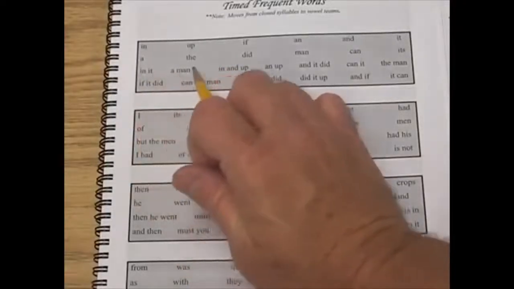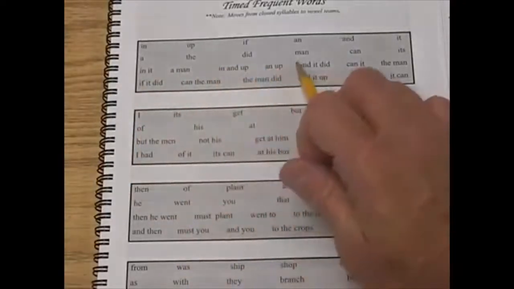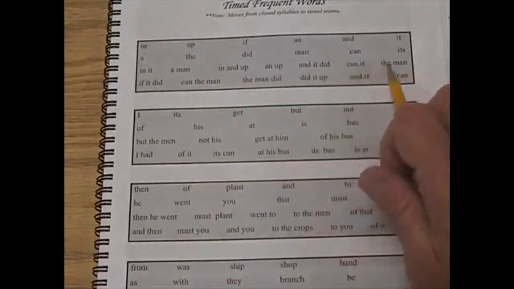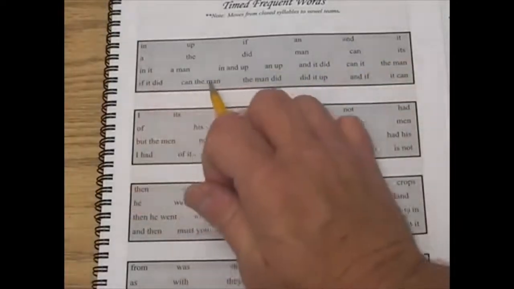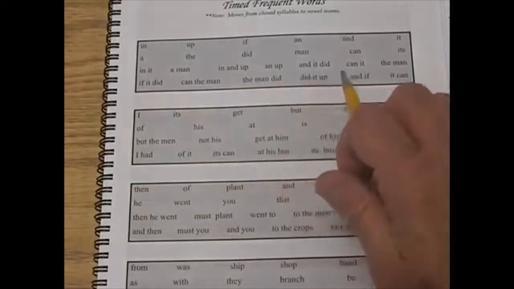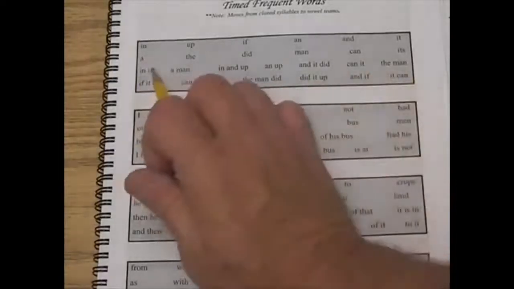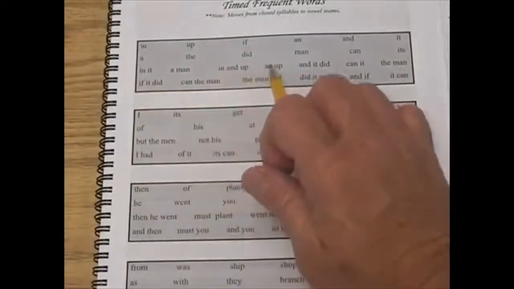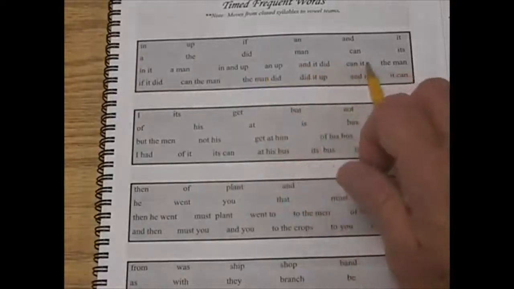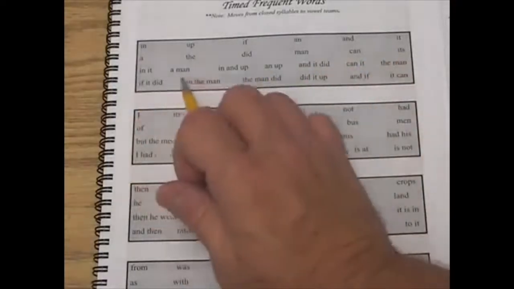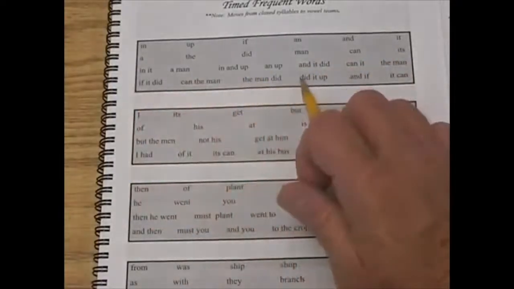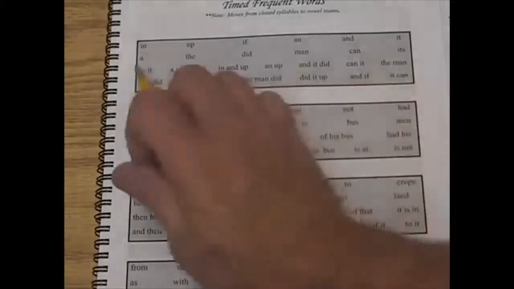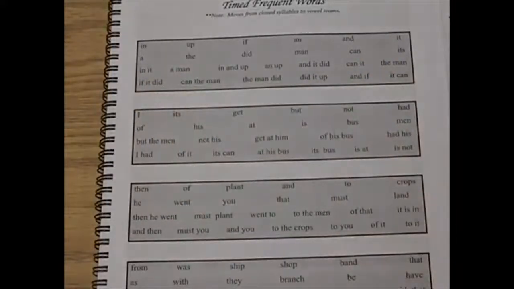In it, a man. In and up, and it did. Can it, the man. If it did, can the man did it up. And if it can, in it, a man. In and up, and it did. Can it, the man. If it did, can the man did it up, and if it can, in it, for 1 minute.